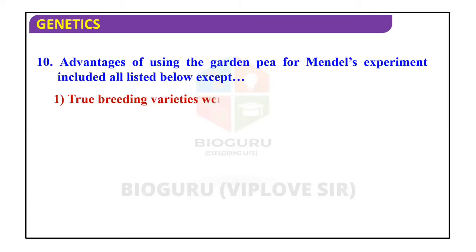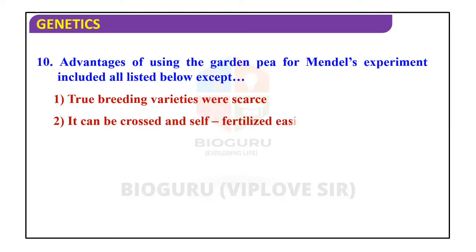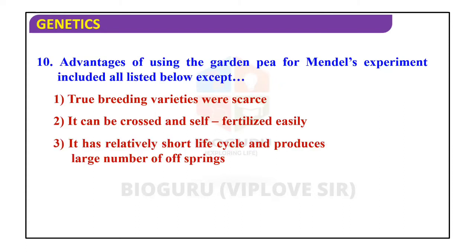Advantages of using the garden pea for Mendel's experiments included all listed below except: true breeding varieties were scarce; it can be crossed and self-fertilized easily; it has a relatively short life cycle and produces a large number of offspring; it has bisexual flowers. Yes, true breeding varieties were scarce.